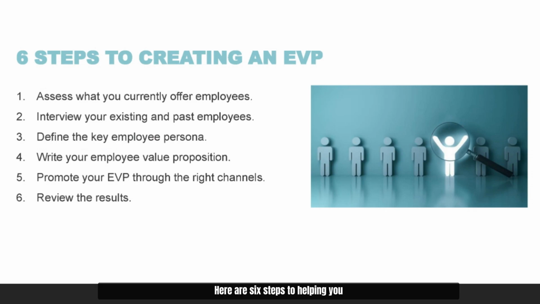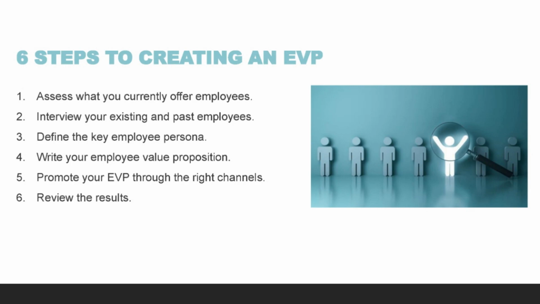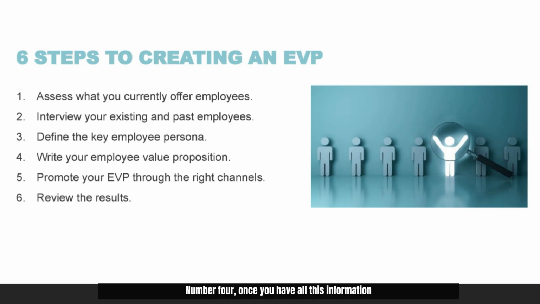Here are 6 steps to helping you create an EVP for your organization. First, assess what you currently offer. Next, you should consider interviewing your existing and past employees. Number 3, you should define the key components of your EVP. Number 4, once you have all this information from the last 3 steps, then you should write up your employee value proposition. Number 5, promote your EVP through the right channels. And number 6, review the results. In the next number of slides, let's go through each one in more detail.